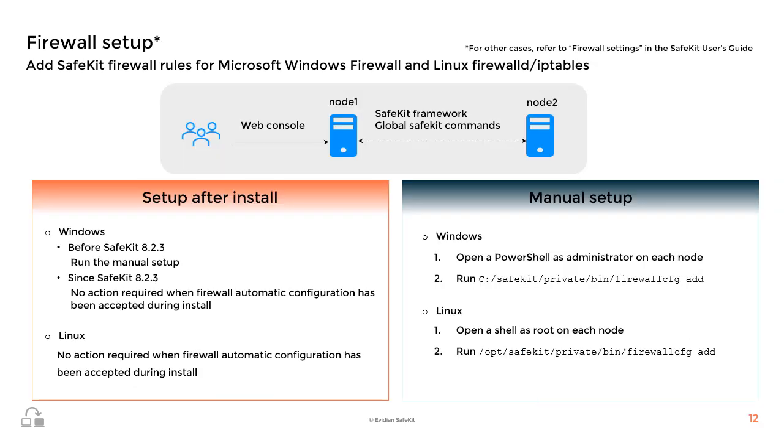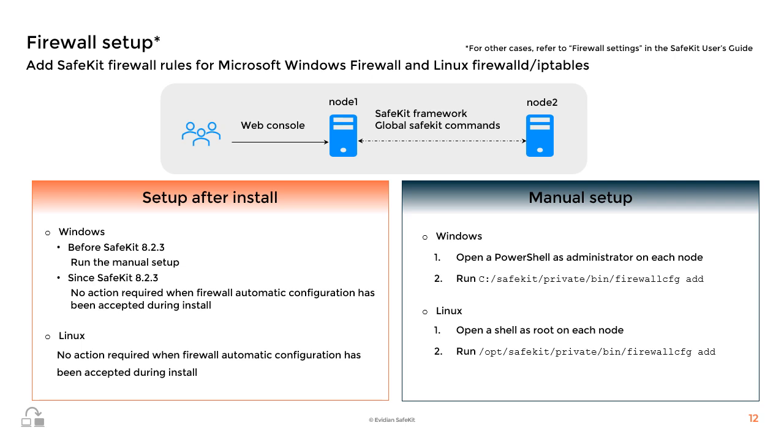Let's discuss the firewall setup for SafeKit. This involves adding SafeKit firewall rules for both Microsoft Windows Firewall and Linux FirewallD or iptables. The firewall configuration is important for web console communications, for communications of the SafeKit framework between modules, and for executing global commands. For Windows, since SafeKit 8.2.3, and for Linux, no action is required if the firewall automatic configuration was accepted during the installation.